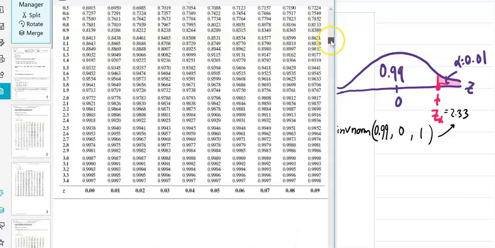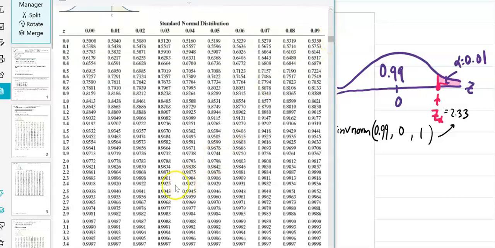So let's find 0.99 or close to 0.99. So 0.9901. Look at this value. This value is close to 0.99, right? So this is the area on the left of this critical value. To find the critical value, you use 2.3 and 0.03. You add 2.3 and 0.03, you get 2.33. So that's what you have here.